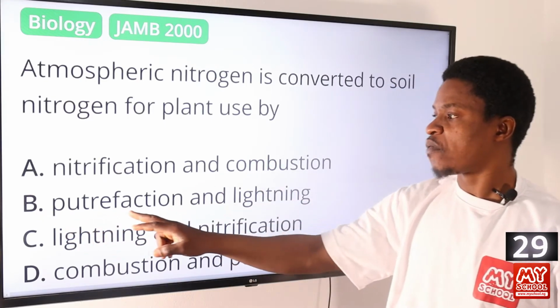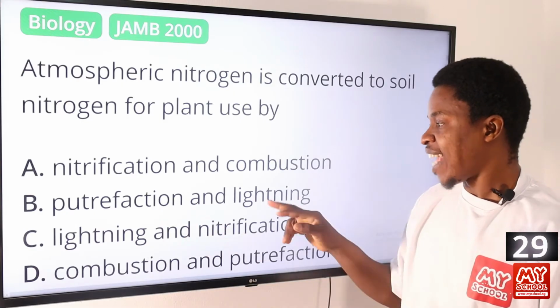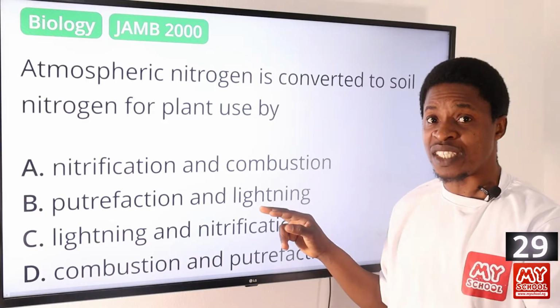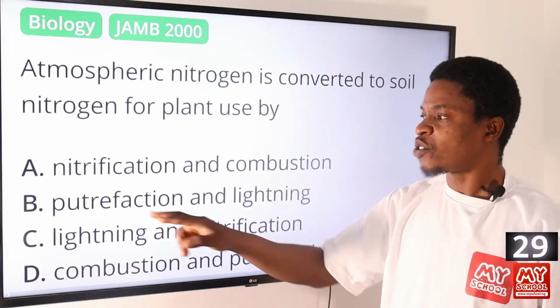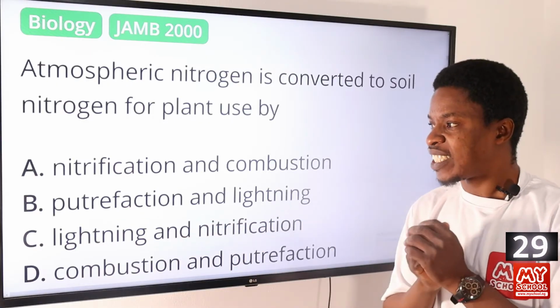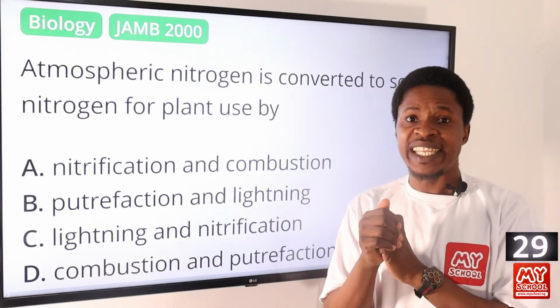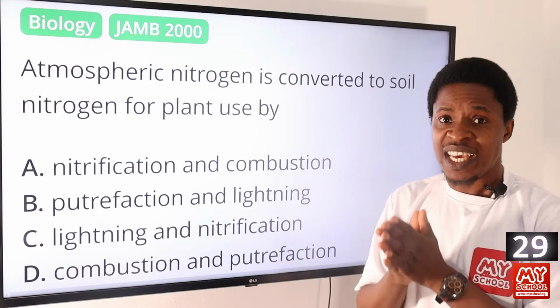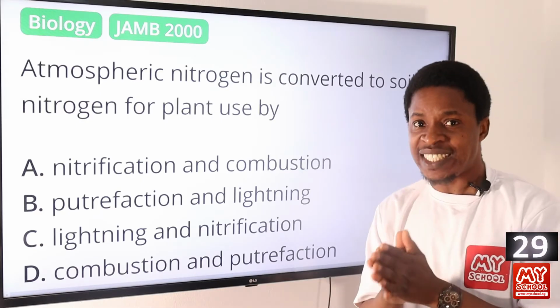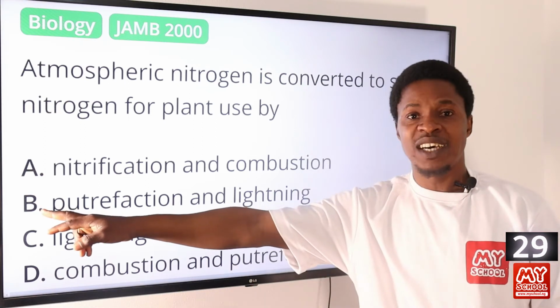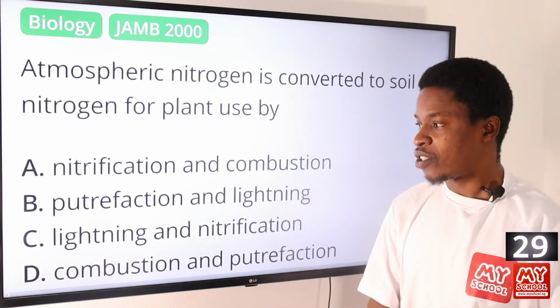Option B, putrefaction and lightning. Of course, lightning, as I mentioned before, is one of the processes that leads to nitrogen fixation. But putrefaction is not. Putrefaction is a breakdown process, a biological process that takes place in the environment, but it does not convert nitrogen into forms that are useful to plants. So this option B is also not the answer.